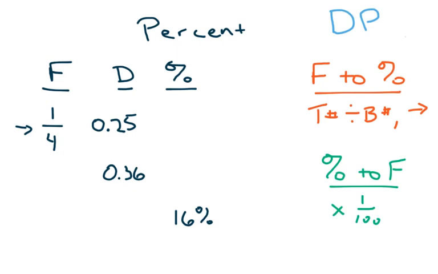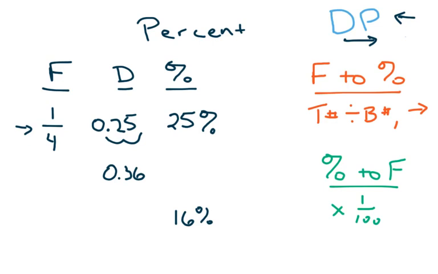Now you need to change it to a percent. I use DP to help. It just means that this is a decimal and this is a percent. So since we're going from a decimal to a percent, you're going to move it to the right. And when you move it to the right, if you remember, percentage always means out of 100, so you move it 2 places. So all you're going to do is move that decimal 2 places to the end, and you're going to get 25%. So that's just changing the fraction to the decimal and the decimal to the percent.